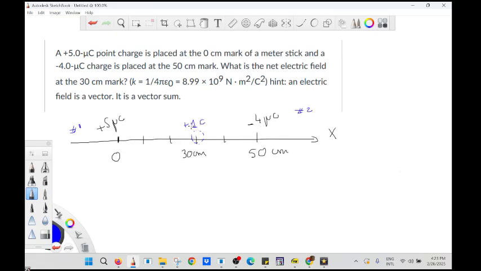So this one is going to push this one. So we're going to have an E1 here. And this one is going to attract. So we're going to have an E2 there.